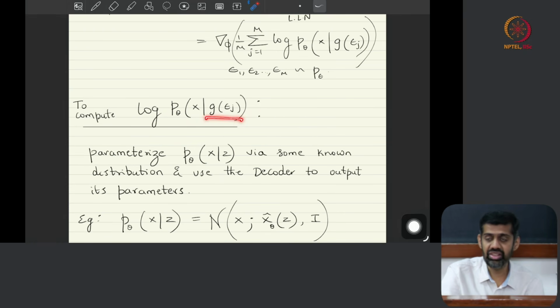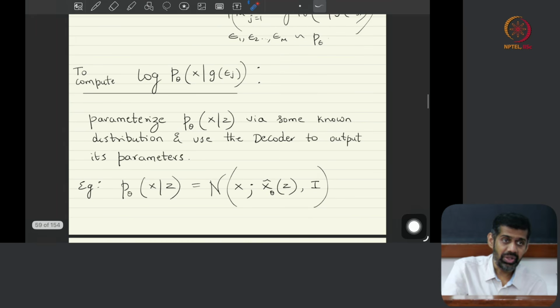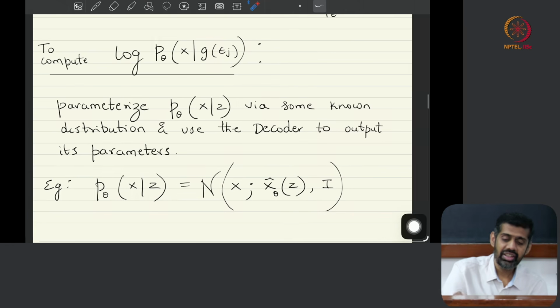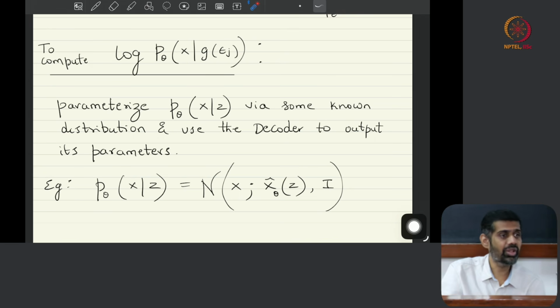Now, the next question is, how do we compute log of p theta of x given z, right, which is g of epsilon j in this case. He was asking, how do we compute this? Okay. One way to do it, not the only way, is this. Now our decoder is also probabilistic. Assume that the decoder is also probabilistic, giving you samples of that distribution. The moment you say that it is a probabilistic neural network, you will have to assume a distribution on p theta of x given z, assume that it has some known distribution.